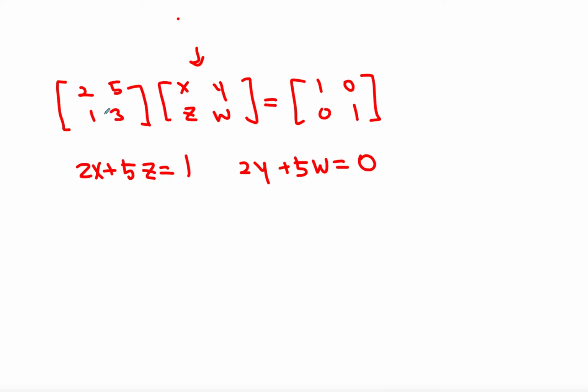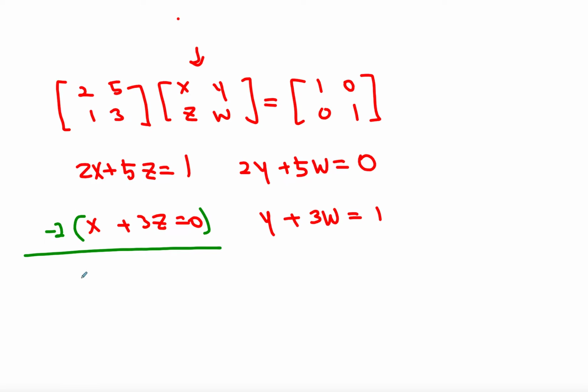Next, 1, 3 will be multiplied by x, z. So we have x plus 3z has to be equal to 0. Lastly, y plus 3w has to be equal to 1. Then we have two systems of equations, so we can figure out the x and z values. Here I realize that I can multiply this one by -2.